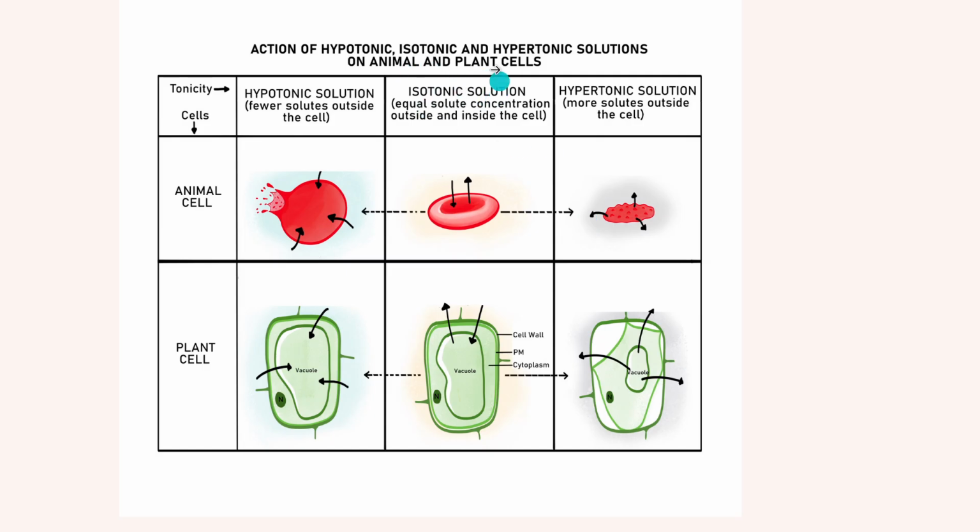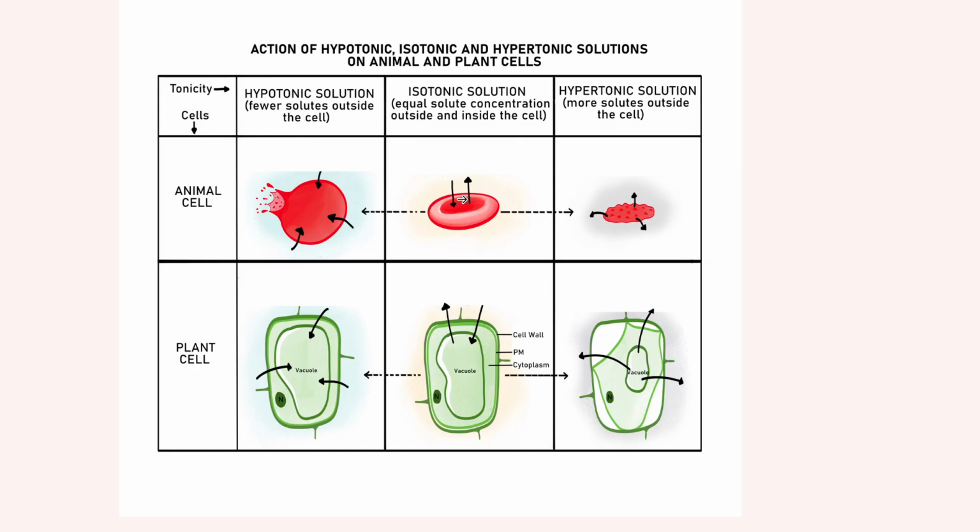But what is an isotonic solution? A solution in which the concentration of solute is equal both inside and outside. So for example, if I keep a cell in an isotonic solution, it has equal concentration of solute to the concentration of solute inside the cell. So the movement of water in and out will be equal. So it will not cause any effect to the cell. Neither will it cause swelling nor shrinking of the cell.